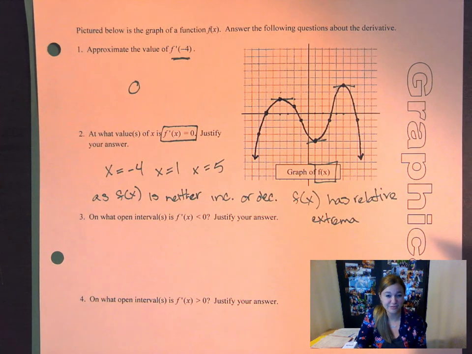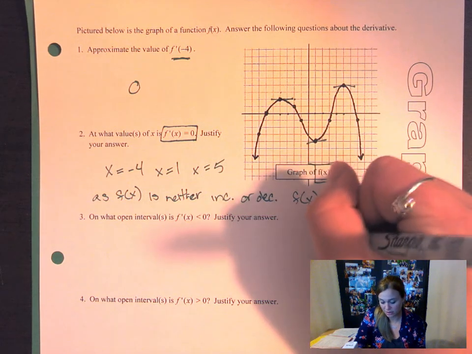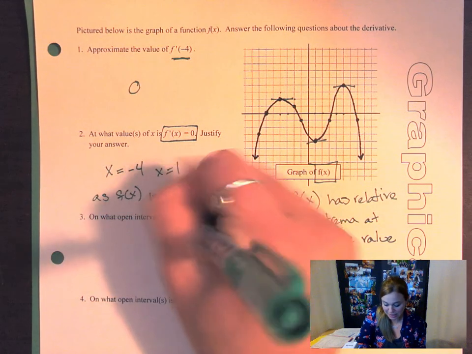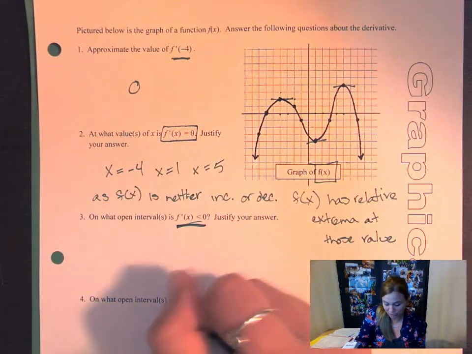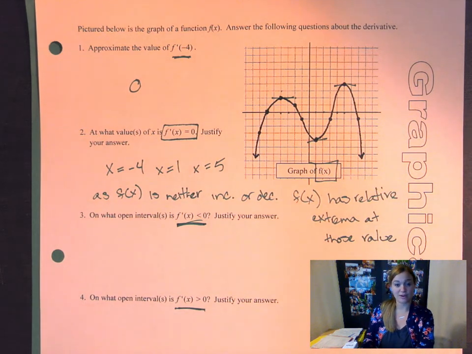Relative extrema. I feel like we're really fancy. You could actually say extremes also. f of x has relative extrema at those values. Okay, what I want you to do is think about what f prime of x being less than 0 and f prime of x being greater than 0 mean, and then try that. What are those intervals for f of x?